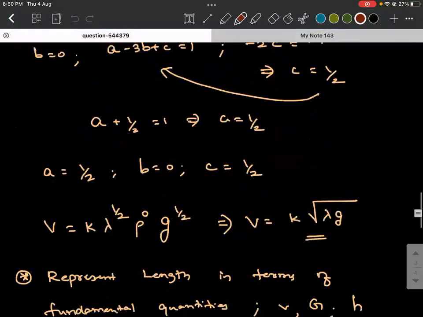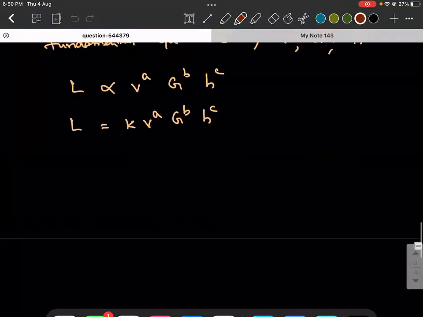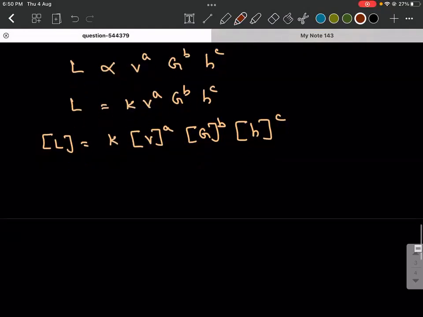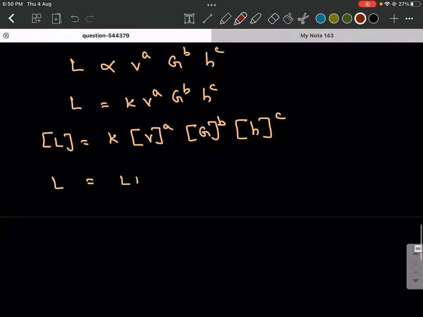Is the concept clear? The dimensional formula of length should be equal to k into the dimensional formula of v raised to the power a, dimensional formula of g raised to the power b, and dimensional formula of h raised to the power c. What is the dimensional formula of L? It is L only. K is a dimensionless quantity. What is the dimensional formula of v? LT minus 1 to the power a. What is the dimensional formula of g?